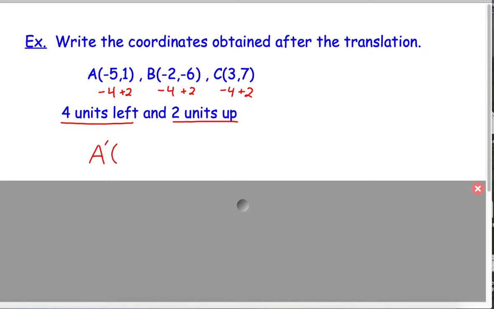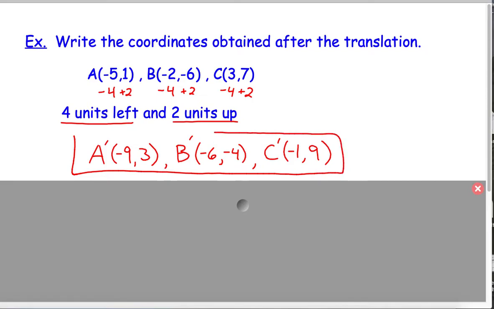We're going to do negative 5 minus 4 is negative 9, and 1 plus 2 is 3. For B, it's going to become B prime. And for the X's, we have negative 2 minus 4, which is negative 6. And then negative 6 plus 2 is negative 4. And finally, C prime, we're going to do 3 minus 4 is negative 1, and 7 plus 2 is 9. And that's it. Easy enough. So we don't even need to have a graph to figure this out.